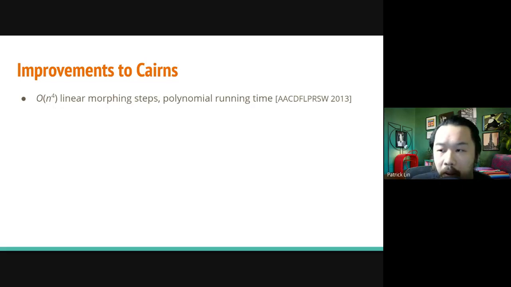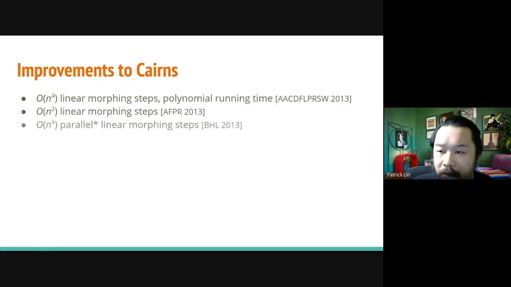And then in the same year after this paper came out, there were two efforts basically to improve this result. And one of them said, well, we can get down to n squared. And the other result said, we can make these steps parallel. And what that means is that in each of these steps, all the vertices are going to move along parallel lines.